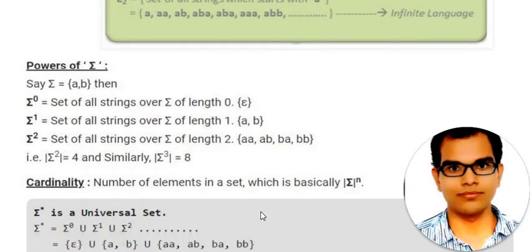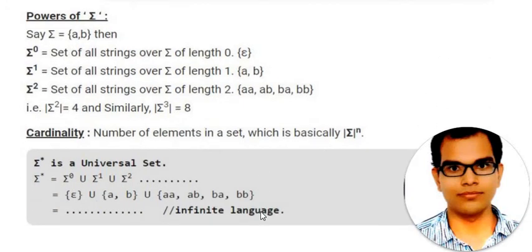Next is cardinality. Cardinality is the number of elements in a set, which is basically sigma to the power n. If someone asks what cardinality is, it is the number of elements in a set, which we denote with modulus of sigma to the power n. In this example, the set of all strings over the alphabet of length 2 has cardinality 4.